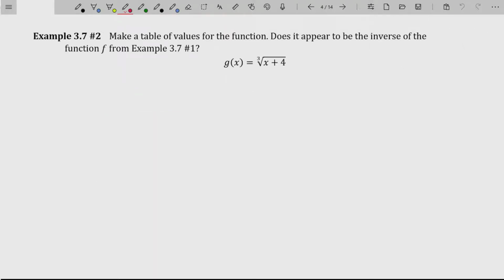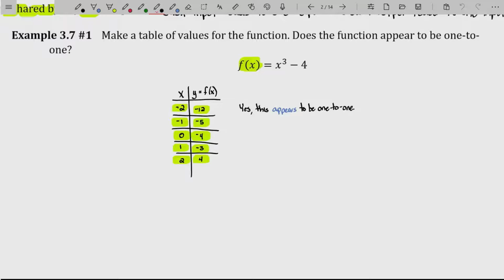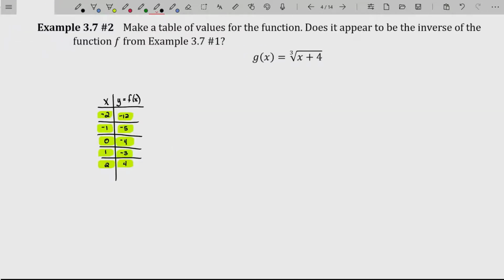So let's bring into our nomenclature that word inverse. So consider this function, g of x is equal to the cubed root of x plus 4. Does it appear to be the inverse of the function f from example 3.7, number 1? Let me just recall that example. Here it is right here. And you can see that we have our table already pre-built, ready to go. So let me go ahead and just copy that and paste that over. And I should also write out what f was, right? F was x cubed. I think it was minus 4. Let me just double check. Yes, that's exactly what it was. X cubed minus 4.